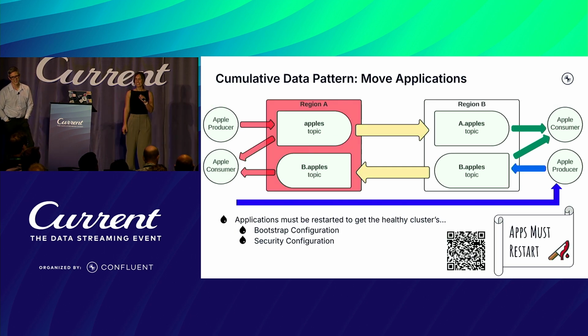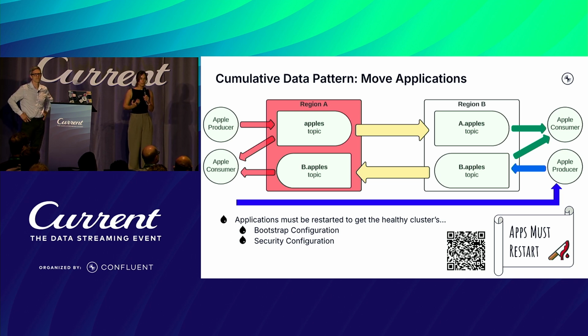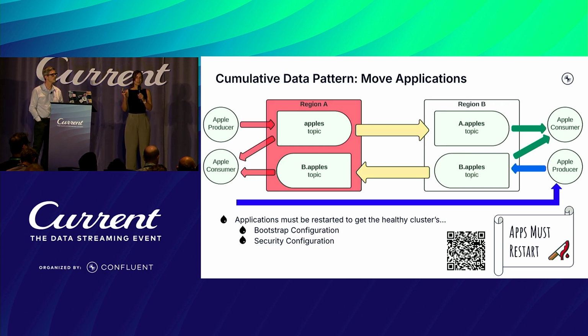We're done with the steady state. So a failure has finally struck, and you now need to act. The first thing that you're going to want to do is move your applications to run in the healthy region. Part of doing this means you need to update any application that is communicating with the Kafka cluster in that impacted region to have the healthy cluster's bootstrap and security information. The problem with this is the only way those configuration changes get persisted is if you restart those clients.